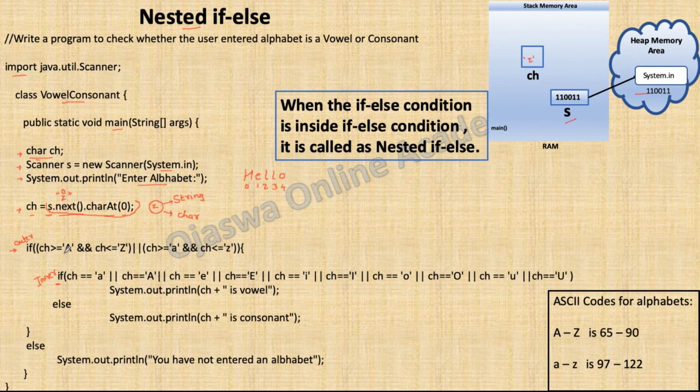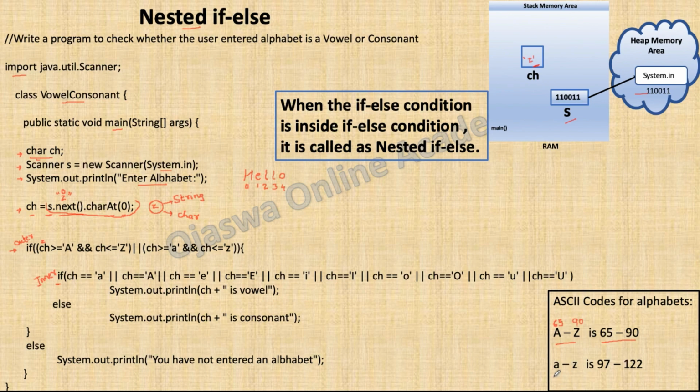So how do we check whether the user entered character is an alphabet? ch greater than or equal to uppercase A. What is our ch? The user entered character, lowercase z. Now the ASCII codes for uppercase A to Z are numbers 65 to 90. That is, uppercase A will have ASCII code 65, uppercase B will have ASCII code 66, uppercase C will have ASCII code 67, and this goes on. Uppercase Z will have ASCII code 90.